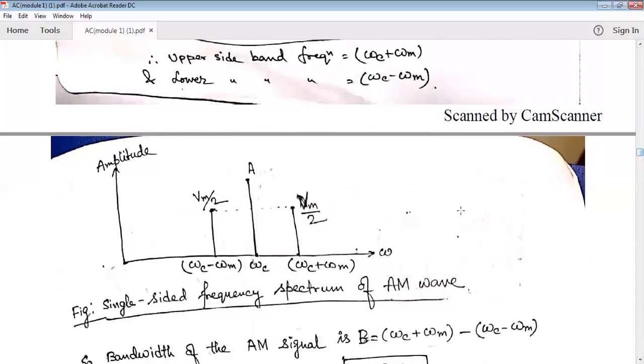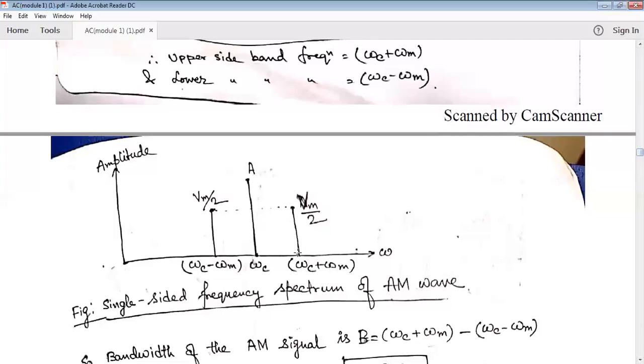So if we draw the frequency representation, frequency spectrum of the AM wave, we can have on the x-axis ω, that is frequency, and on the y-axis amplitude. So three components are there. At ωc, the amplitude is A. At ωc plus ωm, the amplitude is Vm by 2. Similarly, Vm by 2 for ωc minus ωm. So this is the frequency spectrum representation of a single tone amplitude modulated wave.